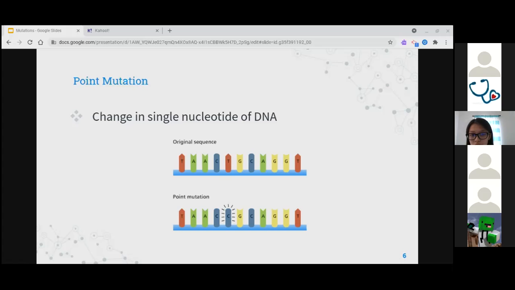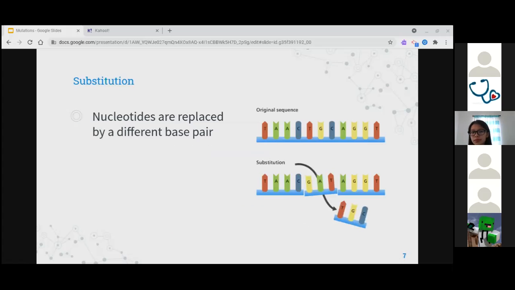Now let's move on to substitution. Next, we'll be talking about substitution mutations. This happens when nucleotides are replaced by a different base pair. So if you look at the image on the right, you can see that TGC has been replaced by GAT. These mutations can result in either no issues or major issues. Next, we'll move on to insertion.